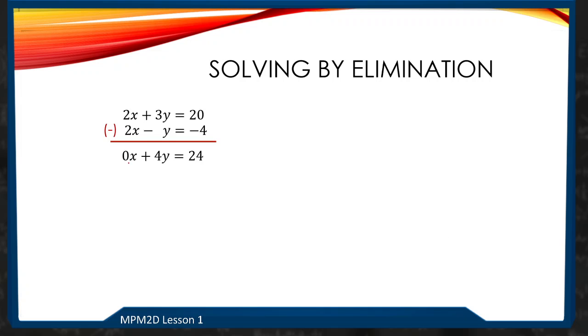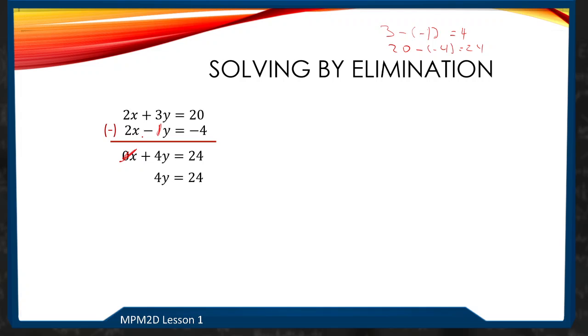So it'll give me no x's anymore. 3 subtract -1, there's a hidden 1 here, gives me +4, right? 3 take away -1 equals 4. And then 20 take away -4. So 20 subtract -4 is 24. And this 0, that's nice because it's gone.